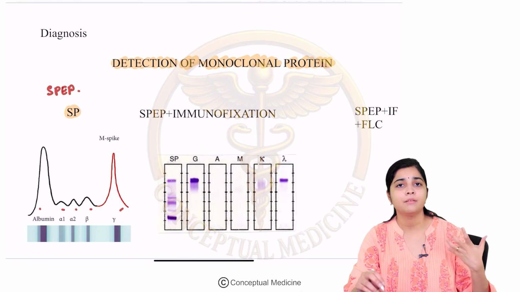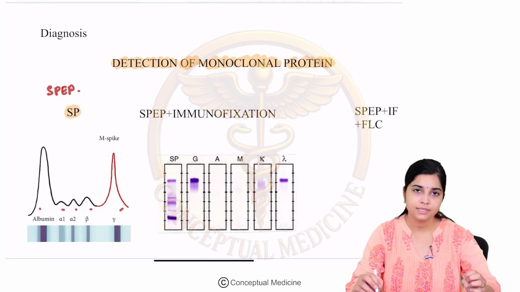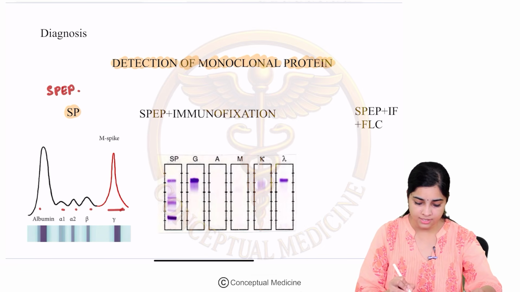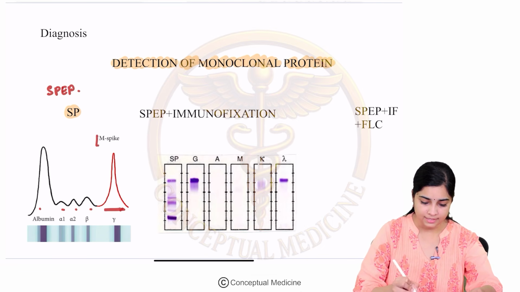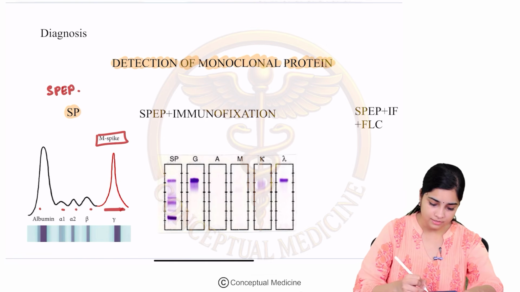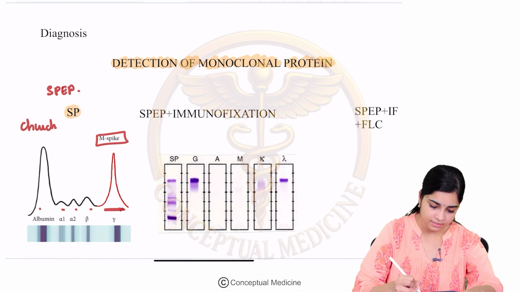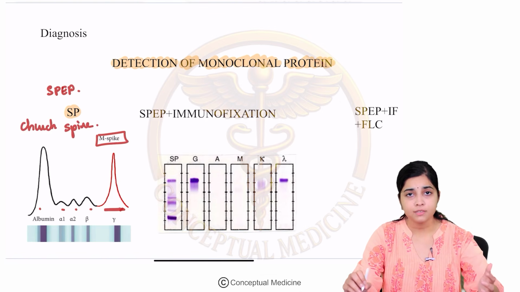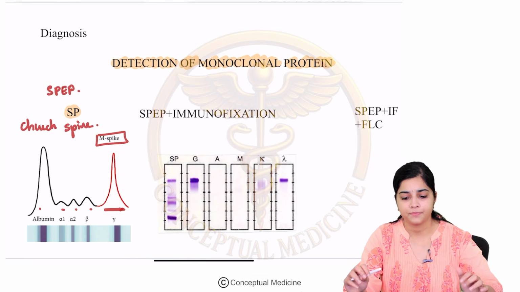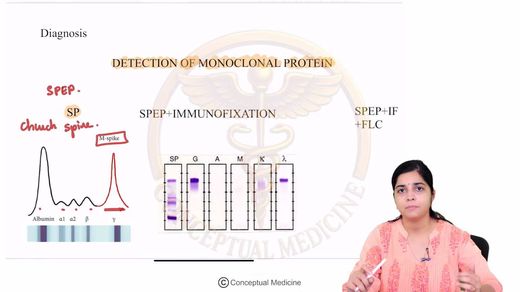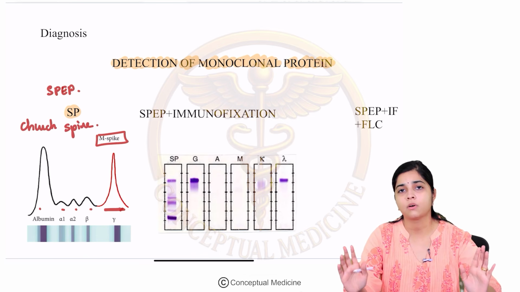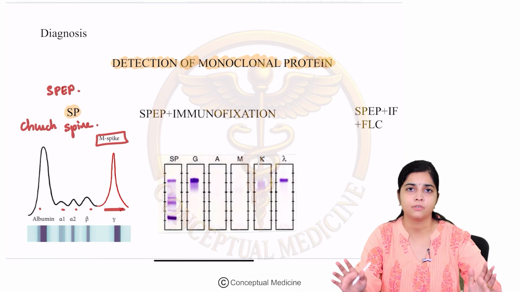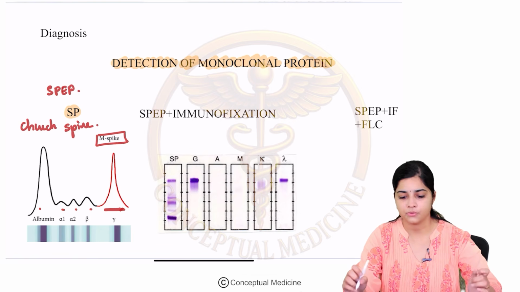But when there is a paraprotein, with excessive production of one particular monoclonal protein, there is going to be a spike in the gamma region, and this is what we call the M spike. This appearance is also called the church spire appearance, which is seen in your SPEP, serum protein electrophoresis, suggestive of a plasma cell disorder. But the problem with an SPEP is that this spike is not always specific for multiple myeloma, and the sensitivity is also low.